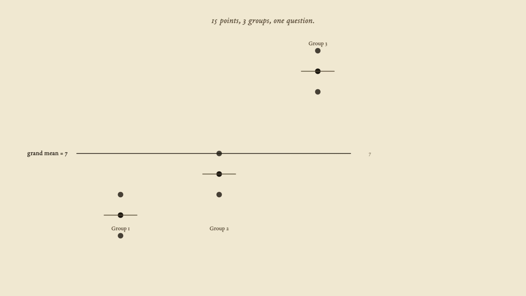Three groups, 5 values each, 15 points. The black line is the grand mean, the average of all 15 values together, which is 7. The groups don't overlap. The question is how much they differ and how to measure it honestly.